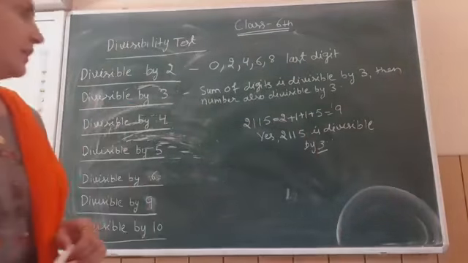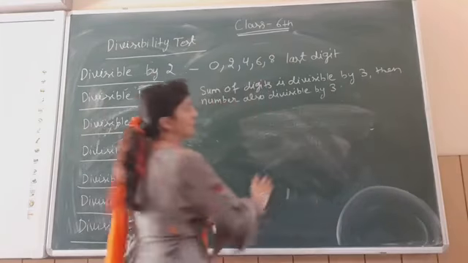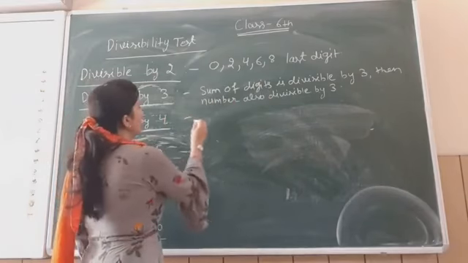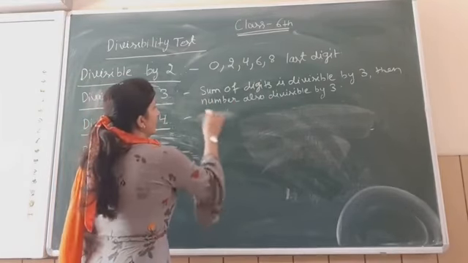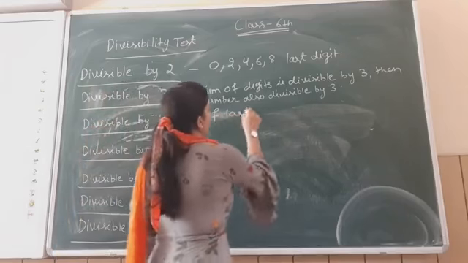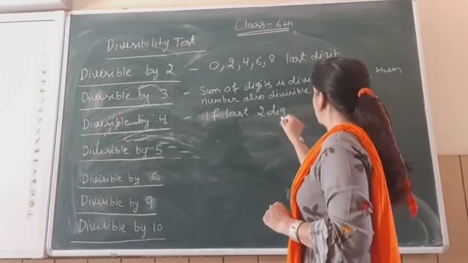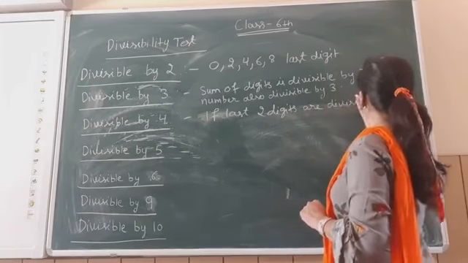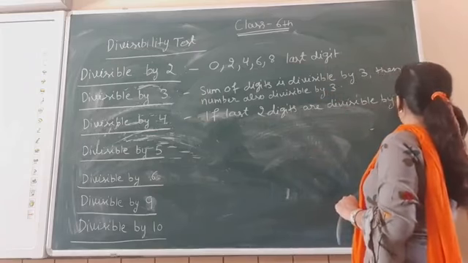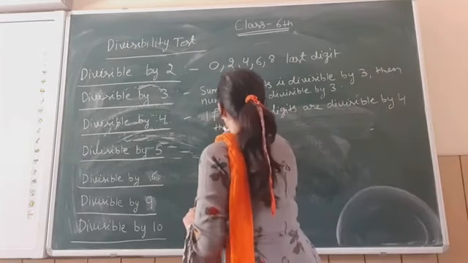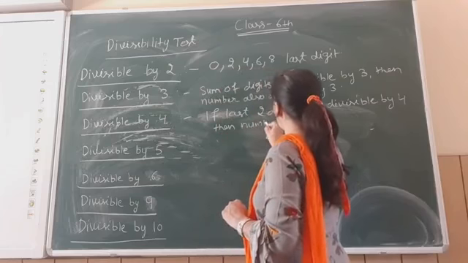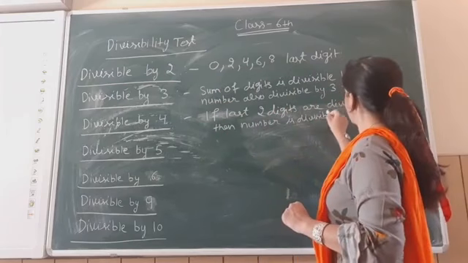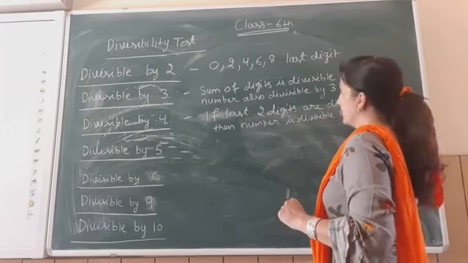So next is divisibility by 4. For divisibility by 4, we will check if the last 2 digits are divisible by 4, then the number is divisible by 4.